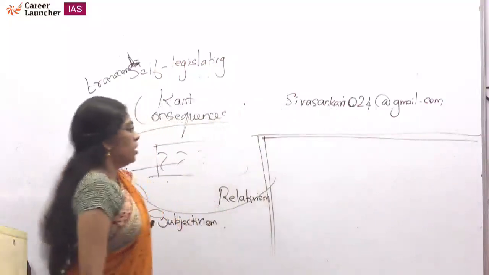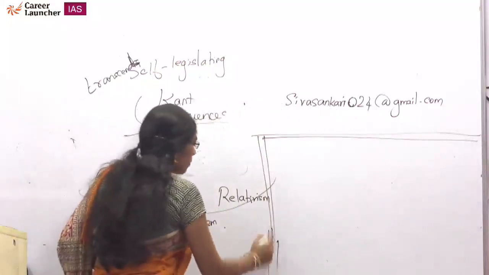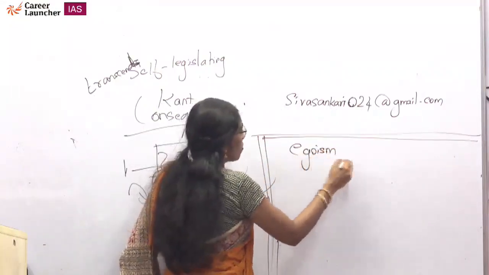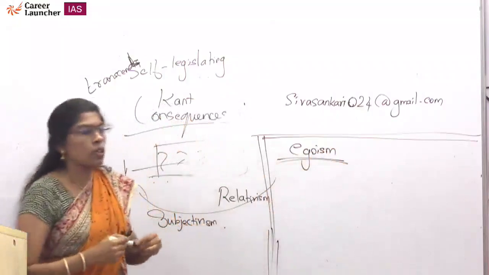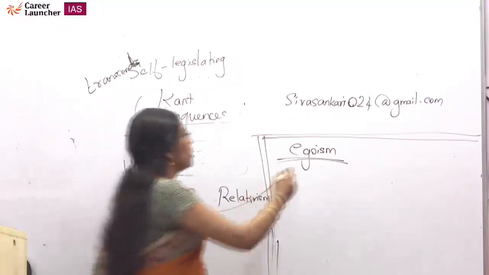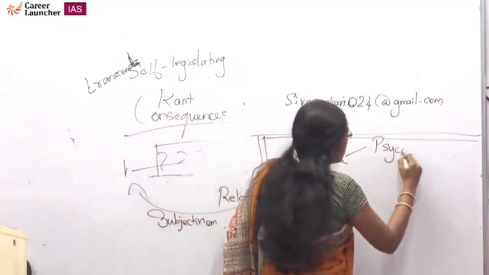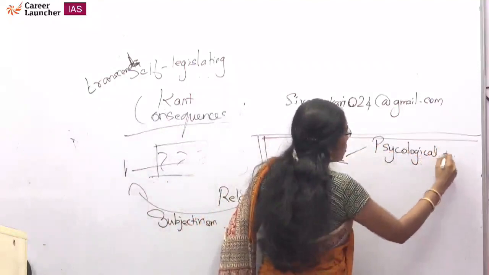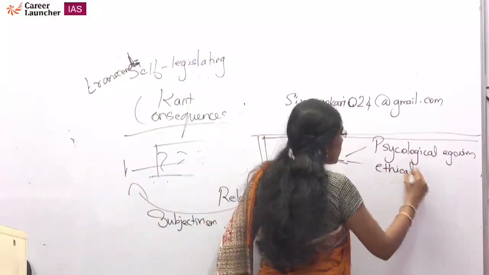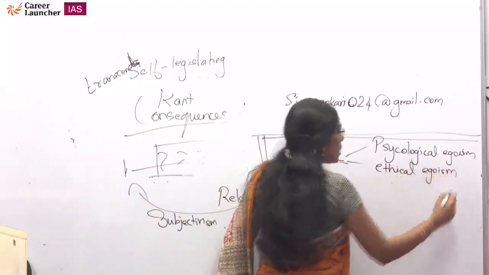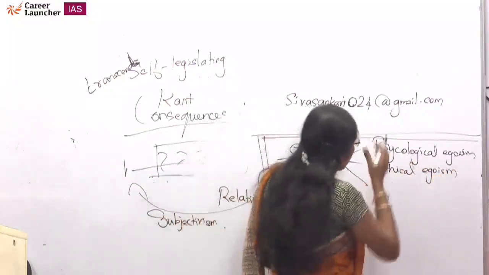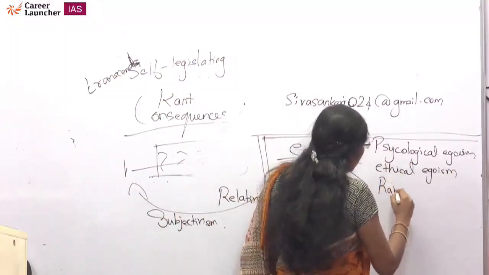Then, see, in this, one thing we have missed, that is egoism. But this is not important because it's not existing now. We are not using this concept in our theories. Egoism has three types. One is psychological egoism. Another one is ethical egoism. I'm not dictating notes, just listen. All the books are discussing this, and if you don't know what it is, it is not good. Another one is rational egoism.